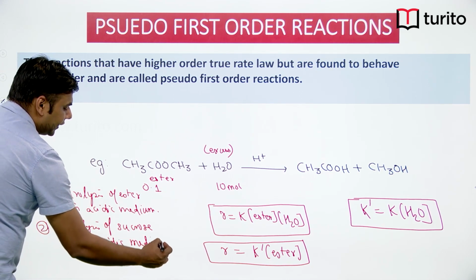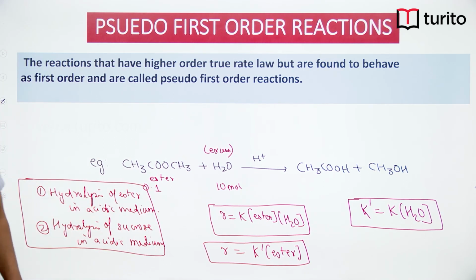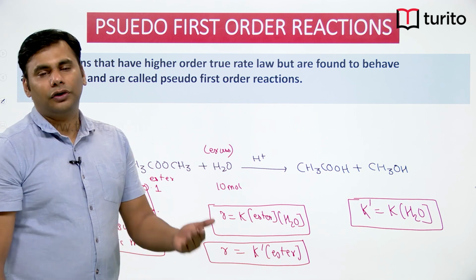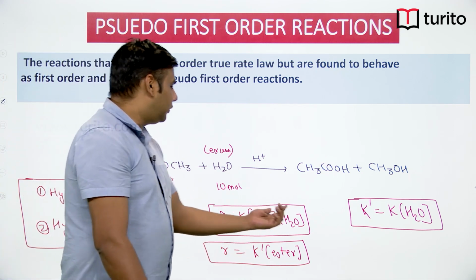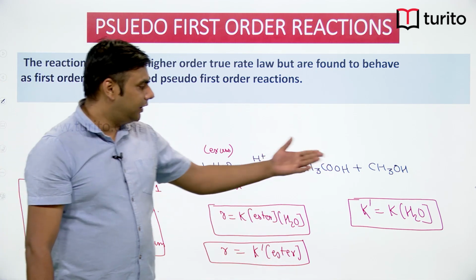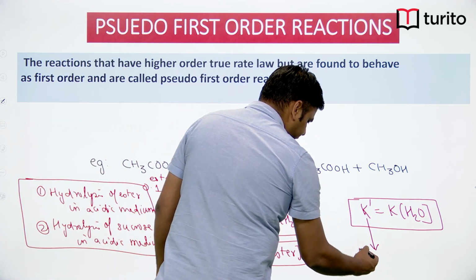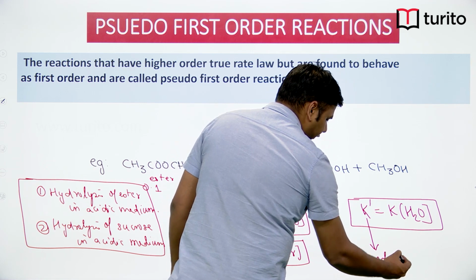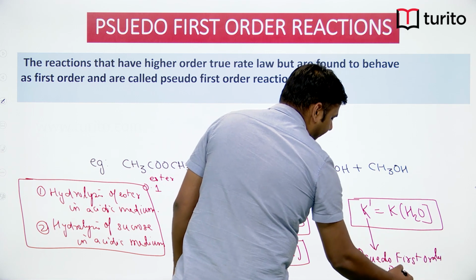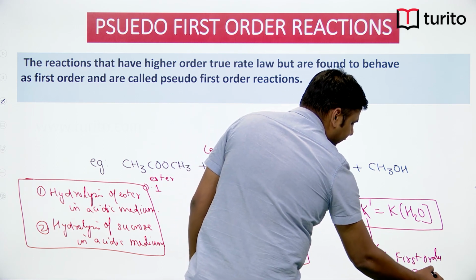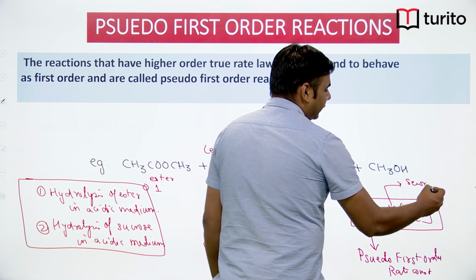So what we are saying is that whenever one of the reactants is in excess amount, its concentration change is negligible, so its concentration is practically taken as a constant. We absorb that quantity in the rate constant and denote it by another rate constant, K dash. This is the pseudo first order rate constant, and K is the true rate constant, or you can call it the second order rate constant.